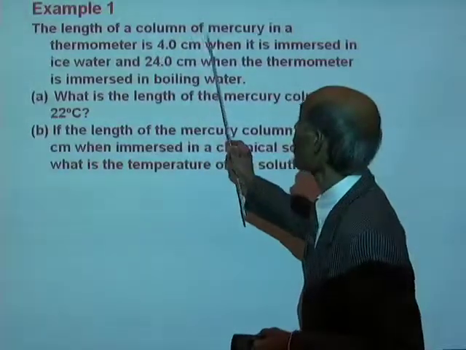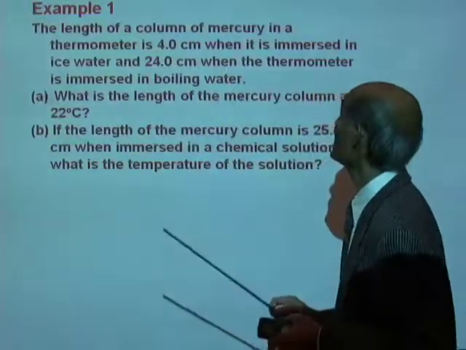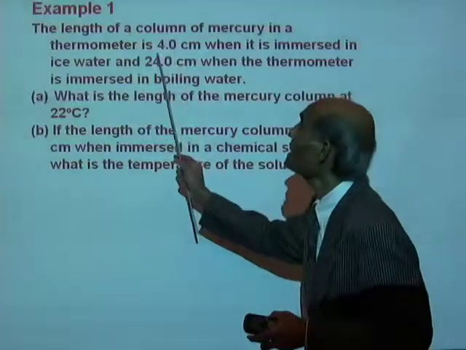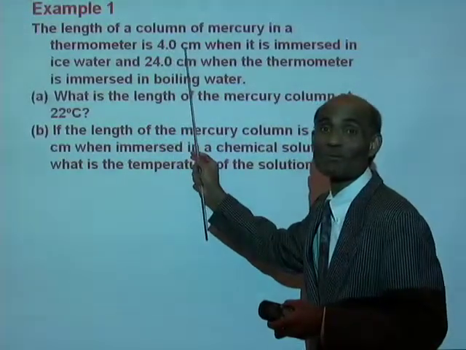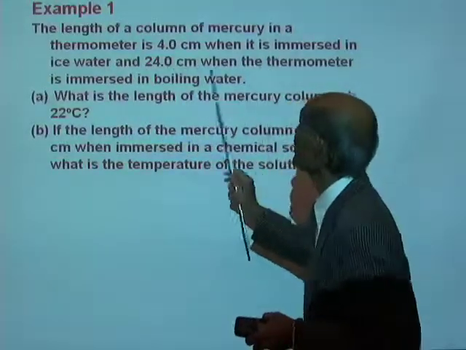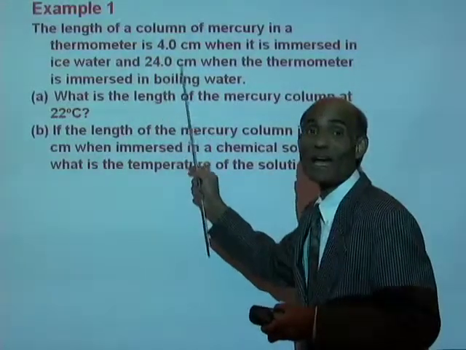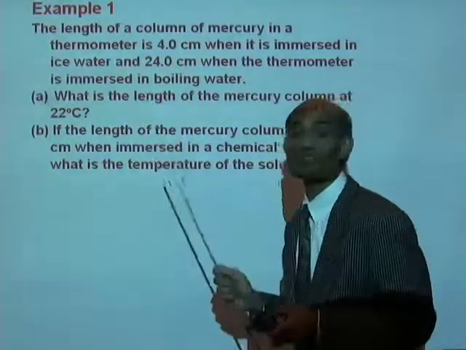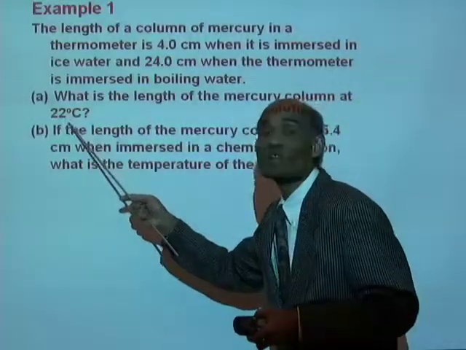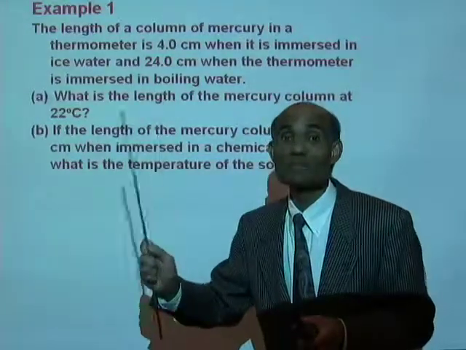The length of a column of mercury in a thermometer is 4 centimeters when it is immersed in ice water, which means this is your L0. And 24 centimeters when the thermometer is immersed in boiling water. This is your L100. What are we supposed to find? What is the length of the mercury column at 22 degrees Celsius? You need to find L sub T.